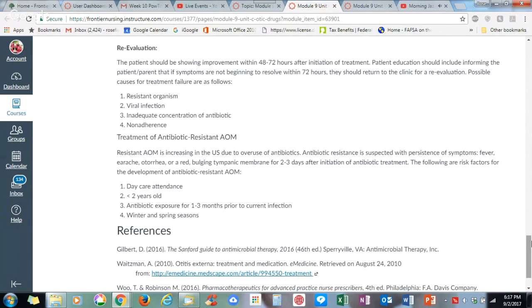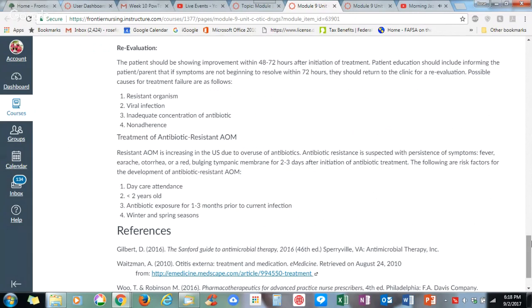Treatment of antibiotic-resistant acute otitis media. Resistant acute otitis media is increasing in the U.S. due to overuse of antibiotics. Antibiotic resistance is suspected with persistence of symptoms: fever, earache, otorrhea, and a red bulging tympanic membrane for 2 to 3 days after initiation of antibiotic treatment.